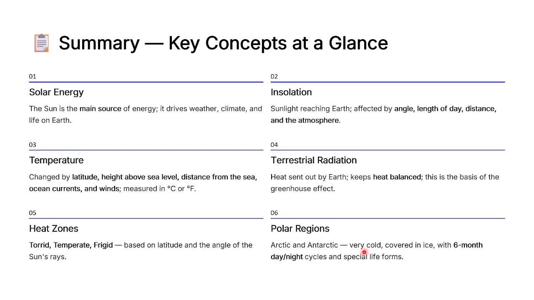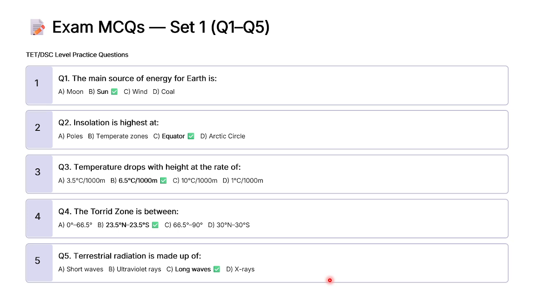Then the polar region. So Arctic and Antarctic are very cold, so they are covered with ice, with 6 months of day or night. So the cycles create special life forms. So let us have some MCQs. I have given 10 MCQs.